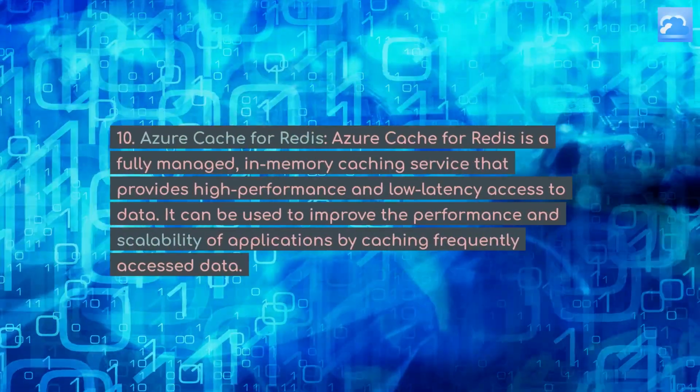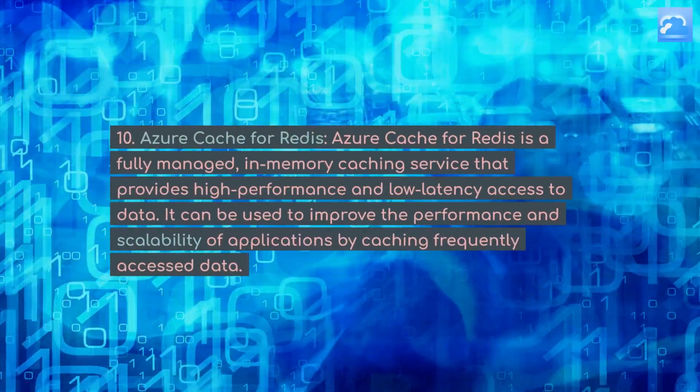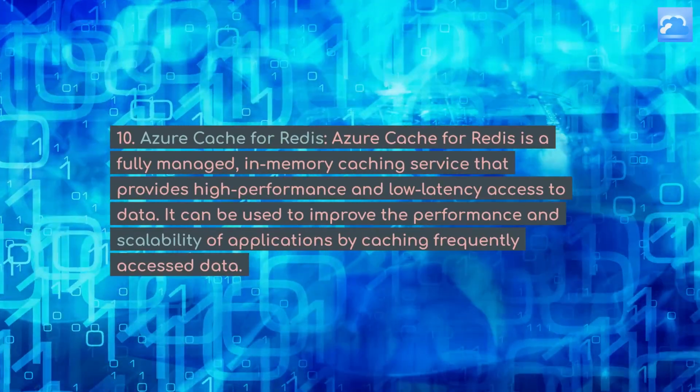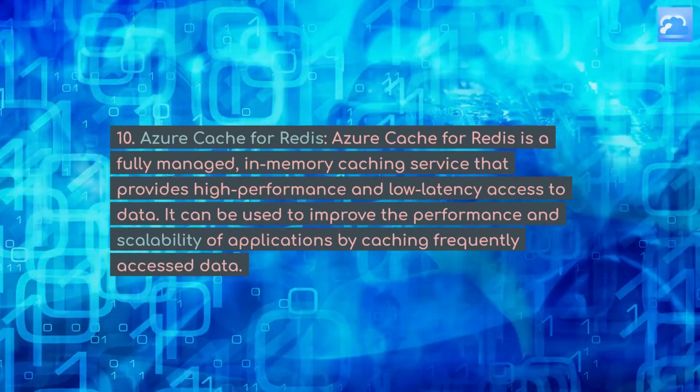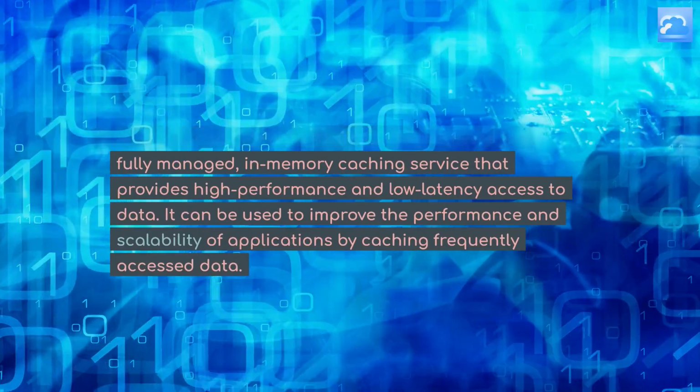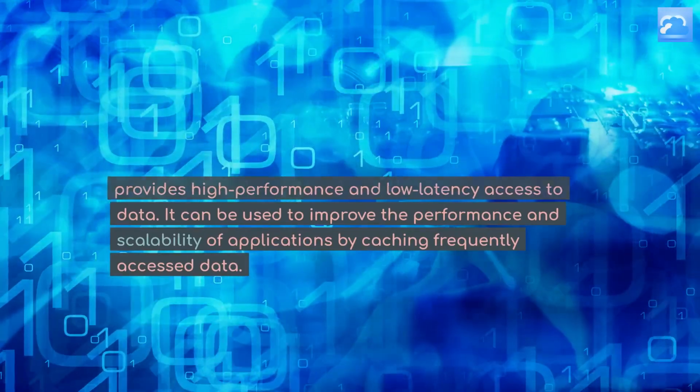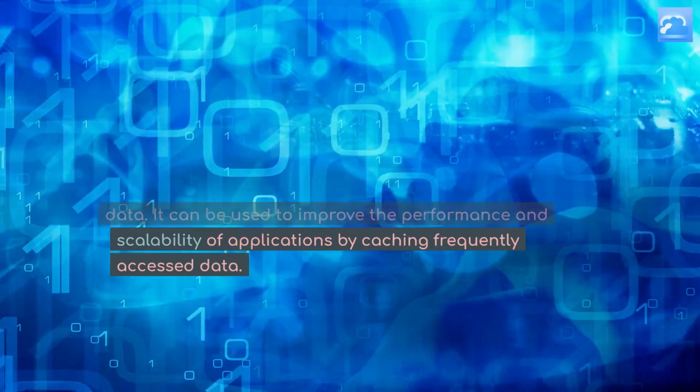10. Azure Cache for Redis. Azure Cache for Redis is a fully managed, in-memory caching service that provides high-performance and low-latency access to data. It can be used to improve the performance and scalability of applications by caching frequently accessed data.